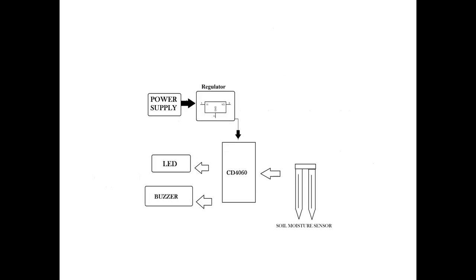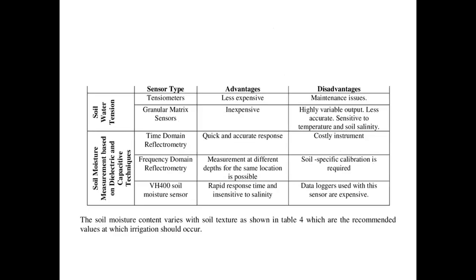This is about the power supply, regulators, LED, and buzzers. Soil moisture measurements are based on dielectric and capacitive techniques, and soil water tension. We have sensor types such as tensiometers, granular matrix sensors, time domain reflectometry, and frequency domain monitoring of soil processes.